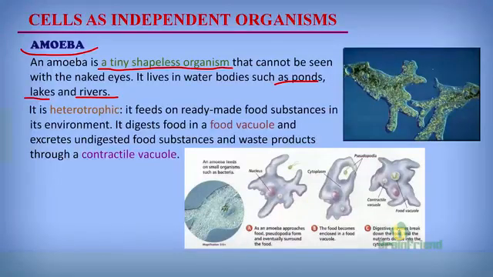Amoeba, as a unicellular organism, is heterotrophic. I'm sure you know what this means by now. An organism that is heterotrophic is an organism which cannot produce or manufacture its food through photosynthesis. So an amoeba feeds on ready-made food substances in its environment. As it does this, it digests the food in the food vacuole. You can see this is the amoeba, and this is the food vacuole where its food is digested. After digestion, unwanted food substances and other waste products are excreted or removed through the contractile vacuole.